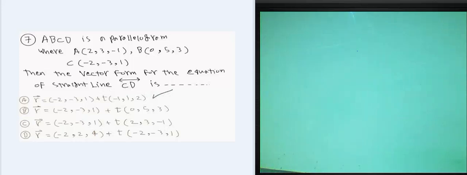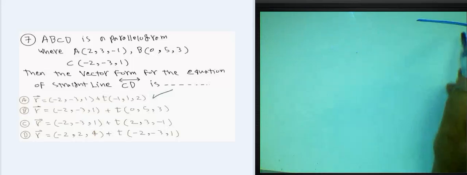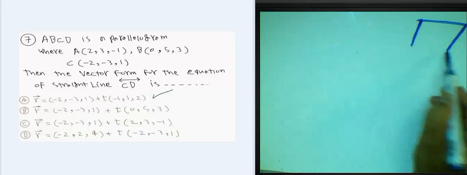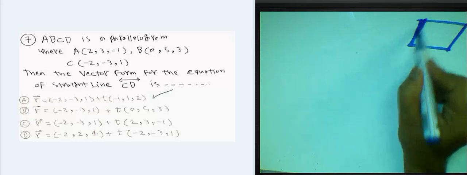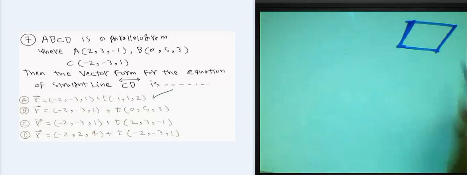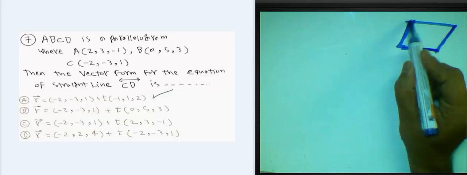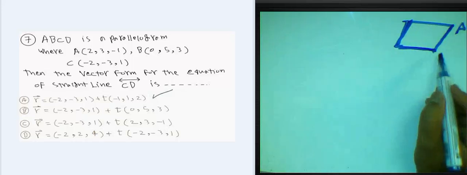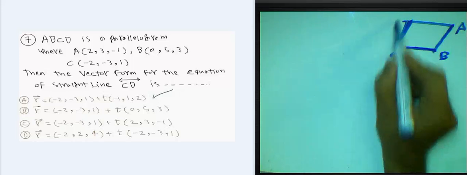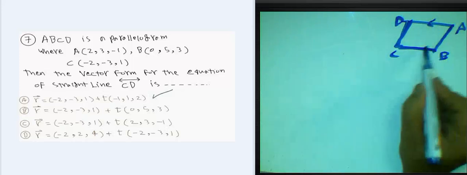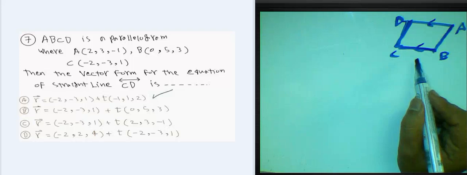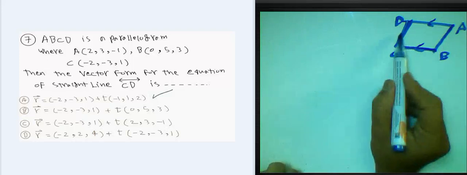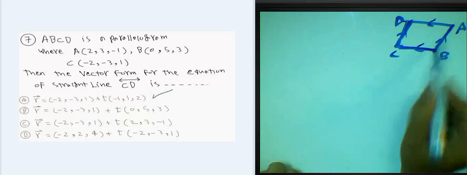We can solve this example by properties of a parallelogram. We know any two opposite sides are parallel and equal in length. Okay, we have here A, B, C and D. We know AD is parallel to BC. We want to find the vector for CD, and BA is parallel to it.